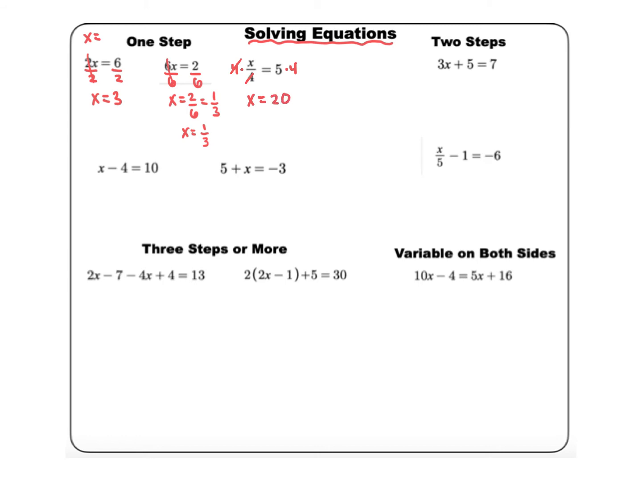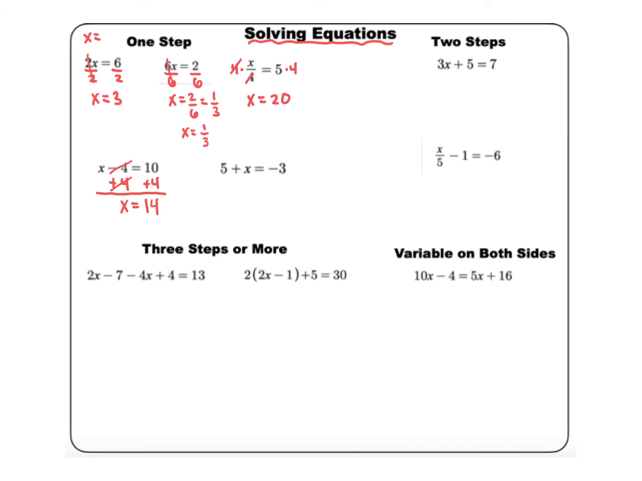Now we're looking at some addition and subtraction opposite operations. In this case, I have x minus 4. So I don't want to use division or multiplication. Instead, I want to use the opposite of subtraction, which is adding. So I'm going to add 4 to each side. Negative 4 plus 4 is 0. Bring down the x, and x equals 14.